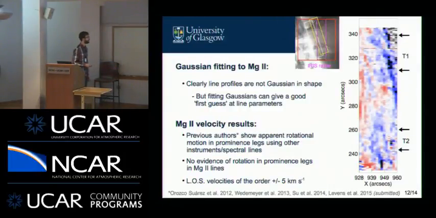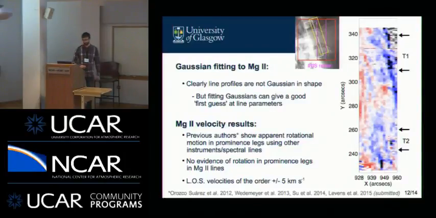Now, previous authors have shown apparent rotational motion in these prominence legs using other instruments and spectral lines. Some of these papers along here have shown that. But we see absolutely no evidence of that in magnesium II. So what do we see? Well, we see line-of-sight velocities on the order of 5 or 10 kilometers per second, and it seems to match the horizontal structure that we had before.